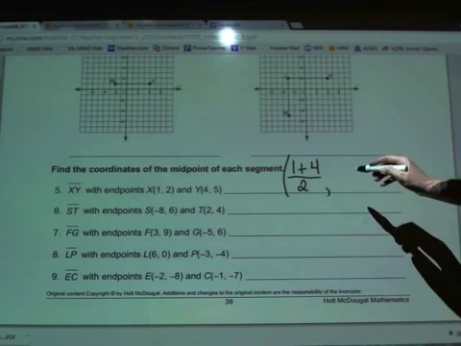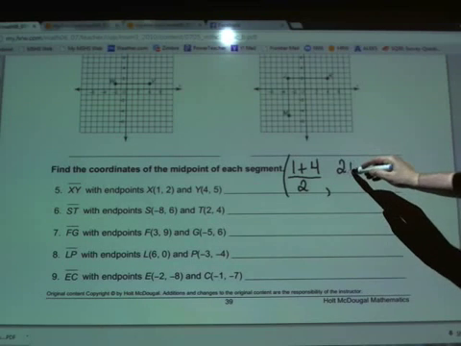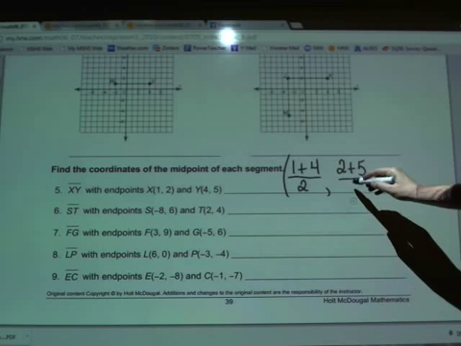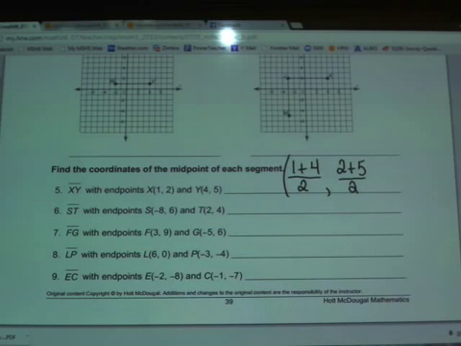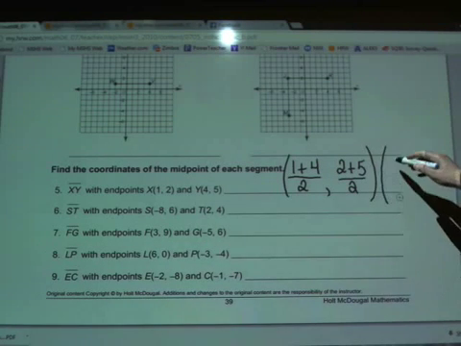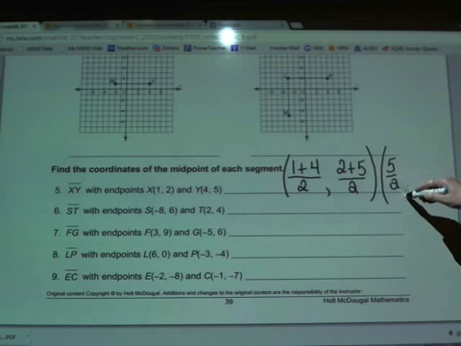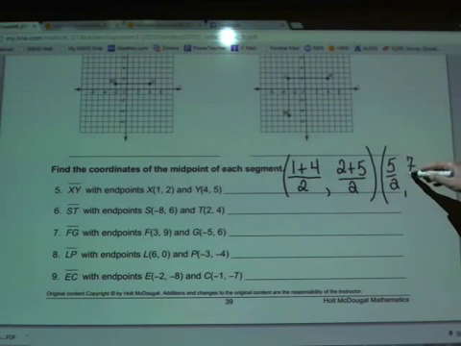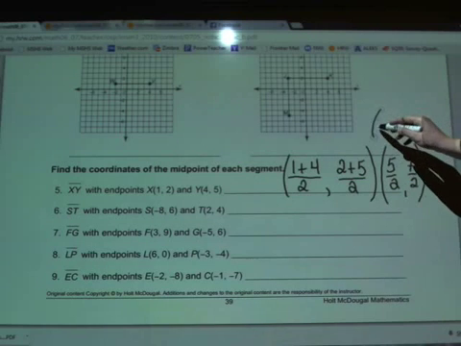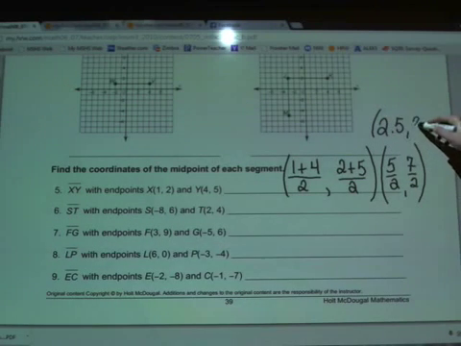And for the y coordinate, you're going to take your two y values, which are 2 and 5, and add them up, and then divide again by 2, which is the process of averaging, and that will give you the y coordinate of the midpoint. Well, of course, 1 and 4 makes 5, and 2 and 5 makes 7. And you can leave your answer just like that. There's nothing wrong with 5 over 2 and 7 over 2. 5 halves would be equivalent to 2.5, and 7 halves would be equivalent to 3.5. If you want to change these into decimals, that would also be acceptable. This would be the point 2.5, comma 3.5.